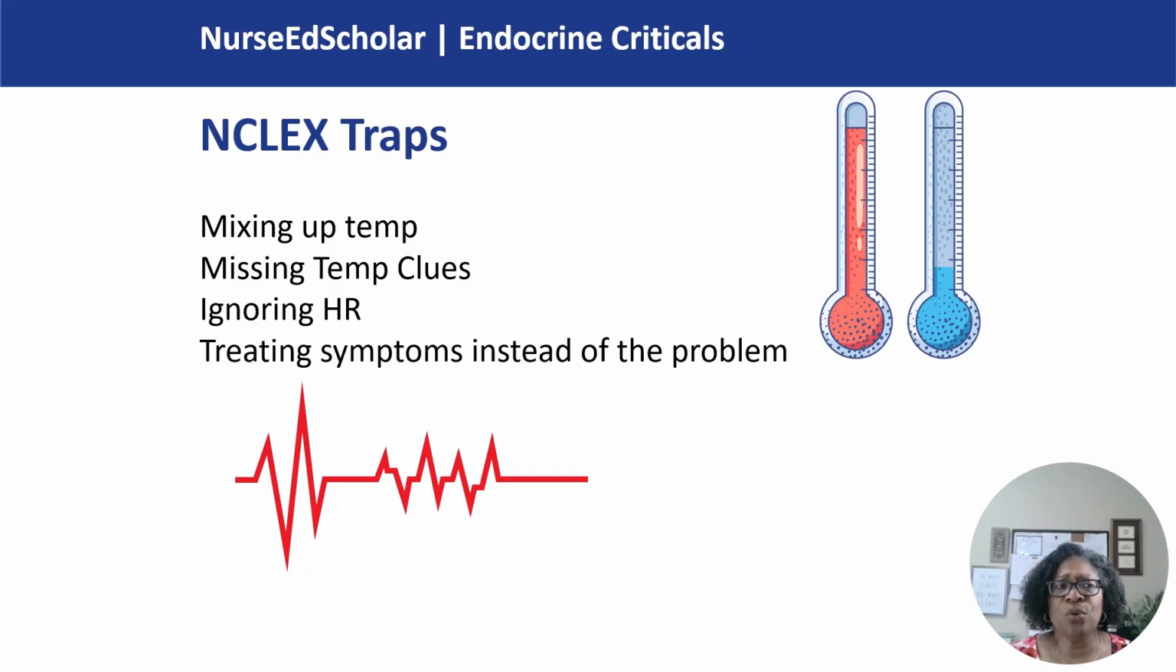And a trap would be treating all of these symptoms, the cooling blankets, the warming blankets, fluids, but not fixing the underlying problem. You have to be your patient's advocate. If you notice you're getting all these orders but no orders to correct the thyroid issue, you need to advocate for your patient and say, hey, we're doing all this, but we need to correct it so it can stop. The NCLEX will give you vital signs, labs, and symptoms, and you are expected to recognize the pattern. It's always a pattern.